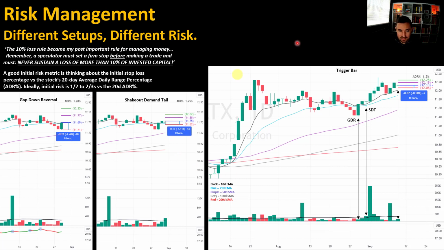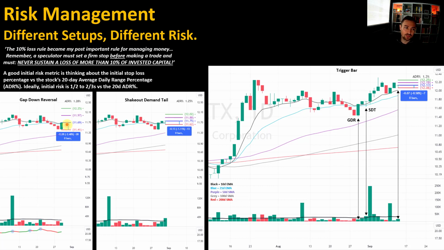But for a first illustration here of a stock where it happened, how many years ago? 50 odd years ago, just to show it's absolutely timeless, this. Okay, so a gap down reverse bar. This is obviously the gap down reverse bar here, check out demand tail here, trigger bar here, but I want to show you how I think about planning the trade out.